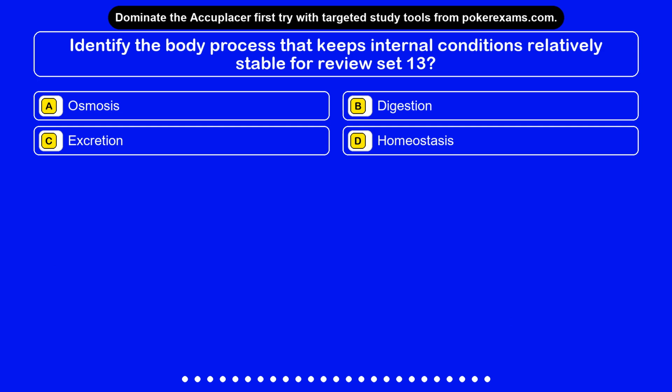Question 24. Identify the body process that keeps internal conditions relatively stable for review set 13. Option A, osmosis. Option B, digestion. Option C, excretion. Option D, homeostasis.